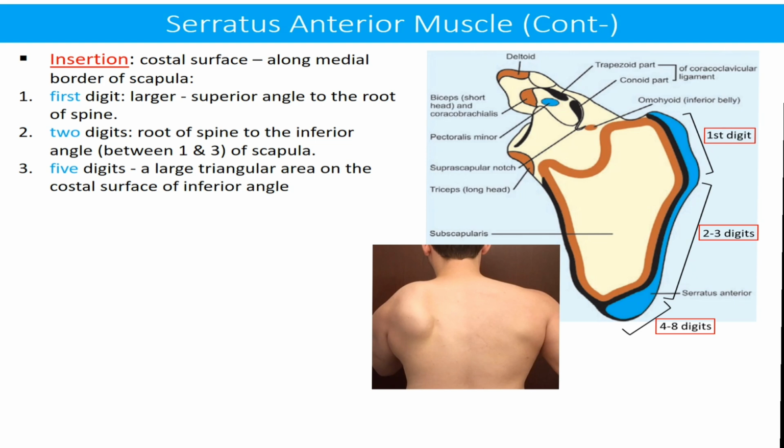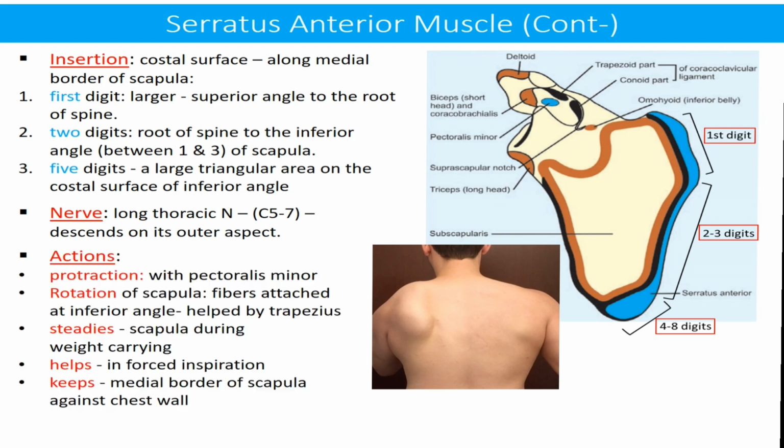First digit is larger and is inserted from superior angle to root of the spine. Next two digits, that is second and third digits, are attached from root of the spine to the inferior angle of scapula, whereas the remaining 5 digits are attached on a large triangular area on the costal surface of the inferior angle. Serratus anterior is innervated by long thoracic nerve which descends on its outer aspect.